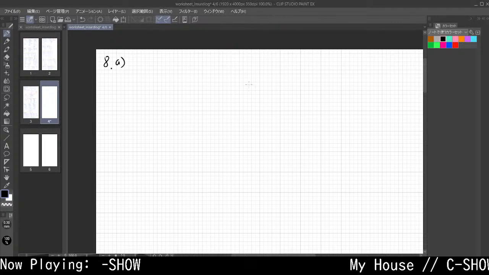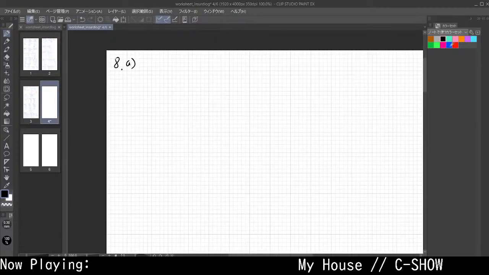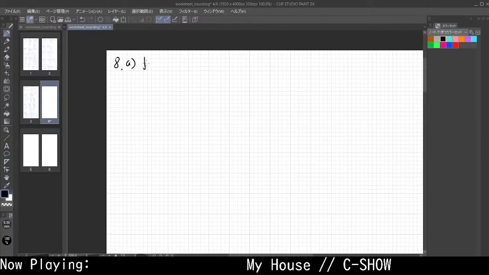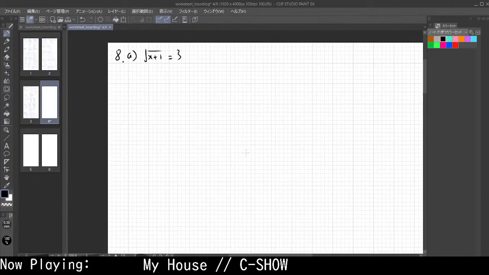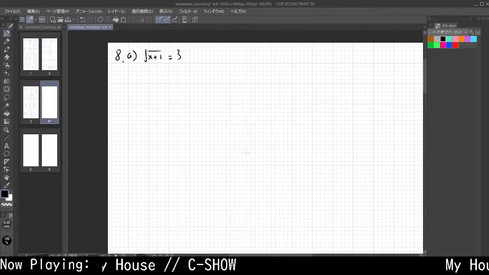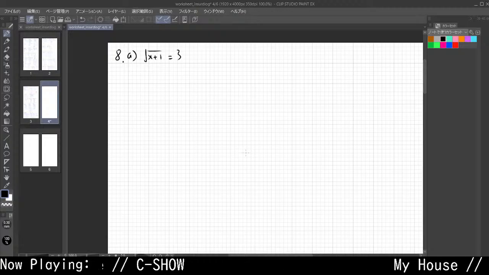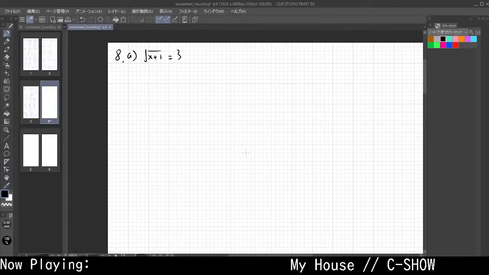Okay, so 8a. Square root of x plus 1 equals 3. The simplest case. If you want to get rid of the square root, make it a square. Square the left side.